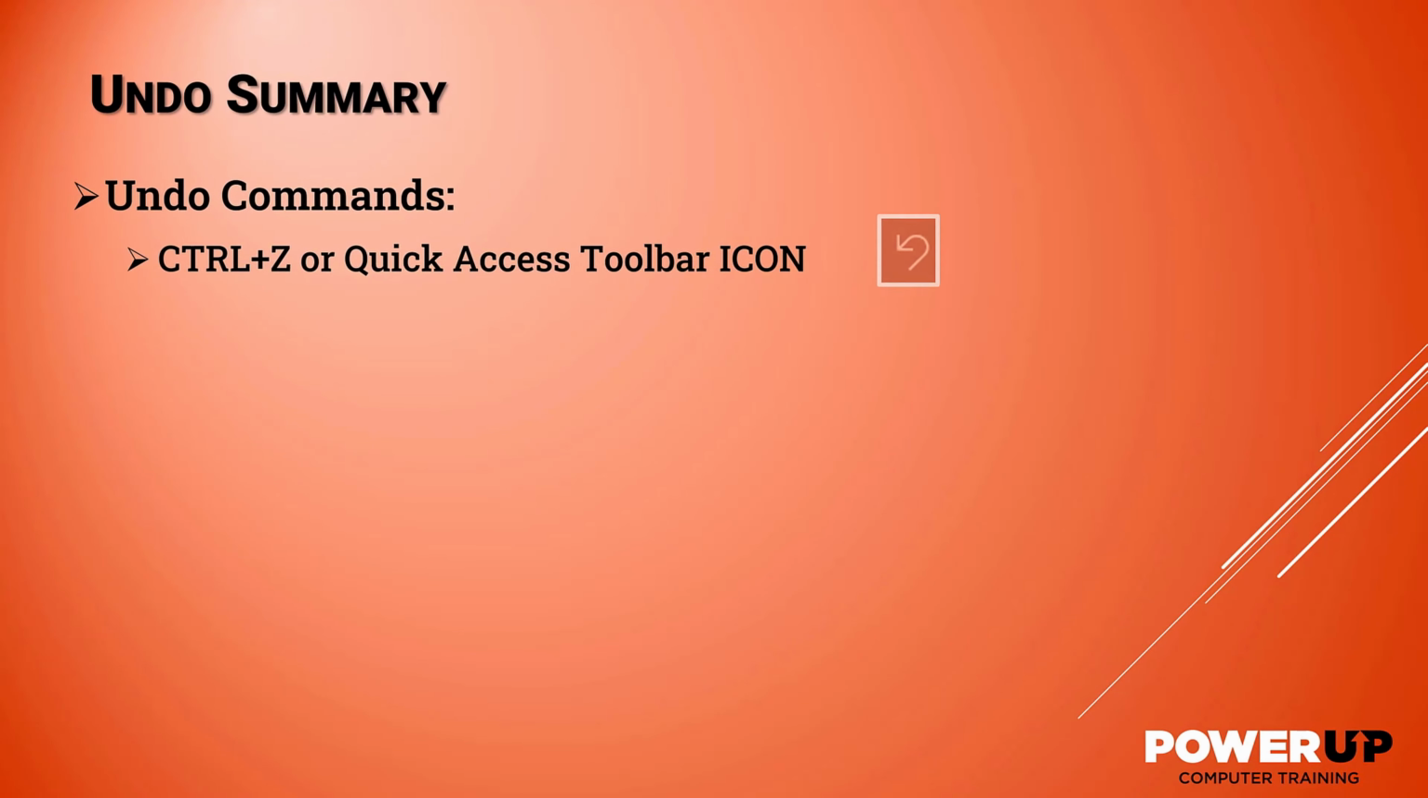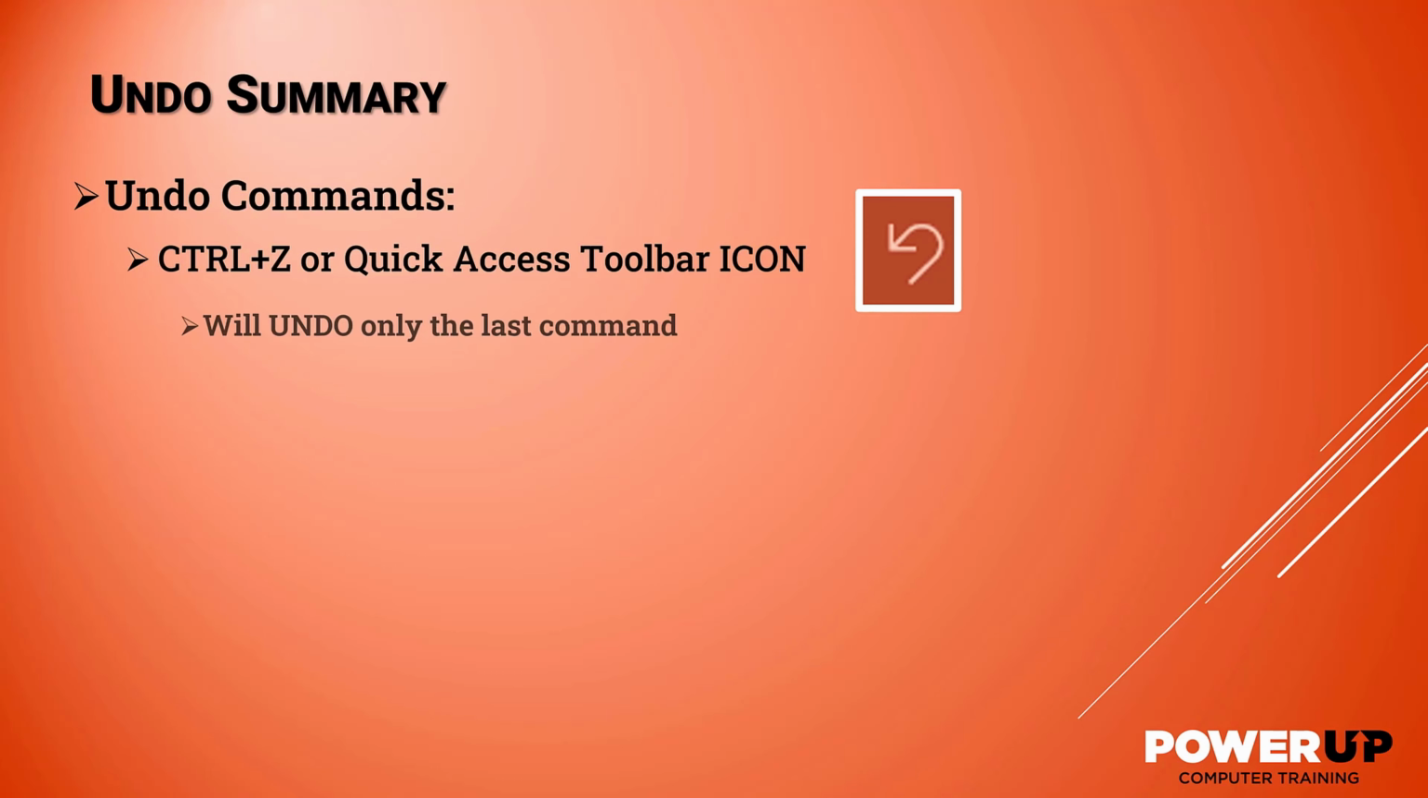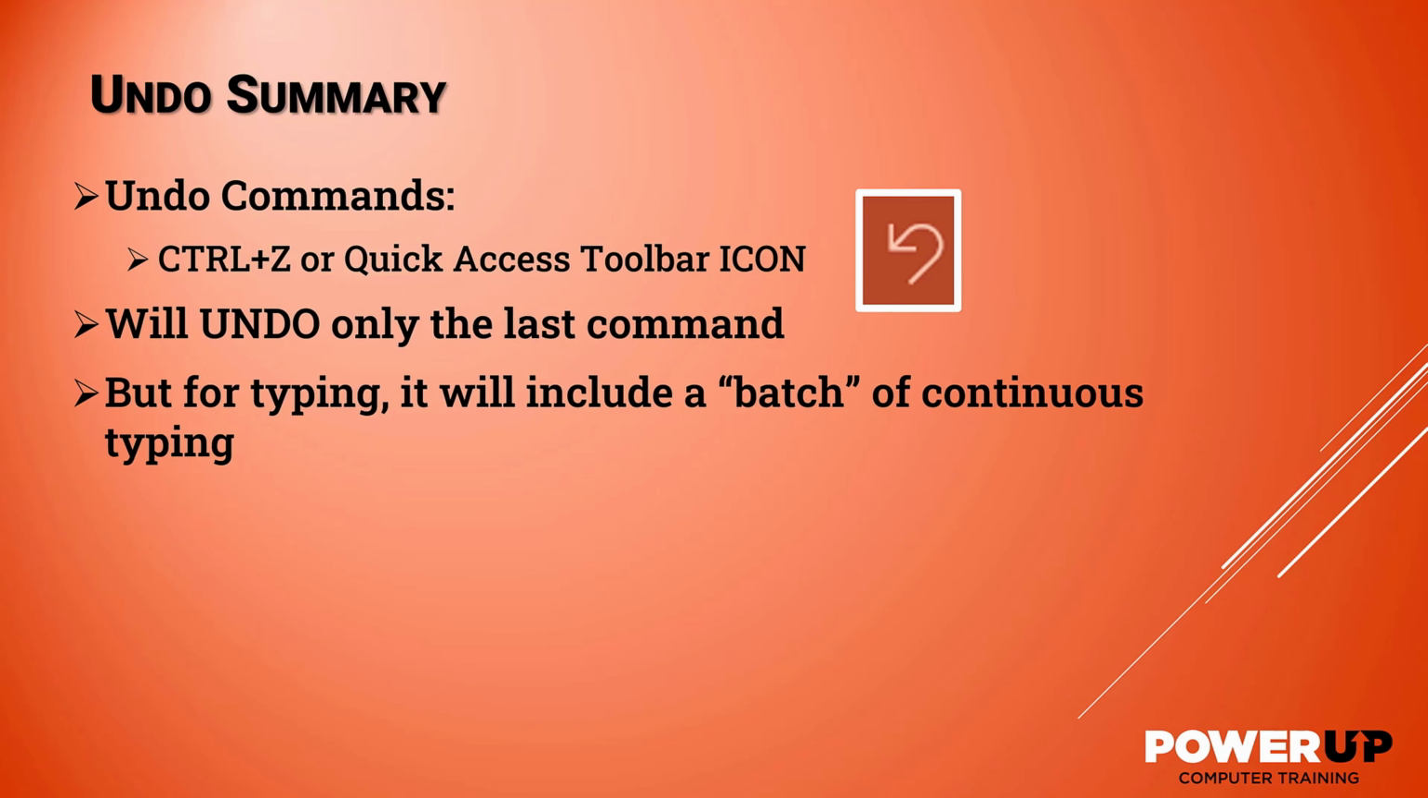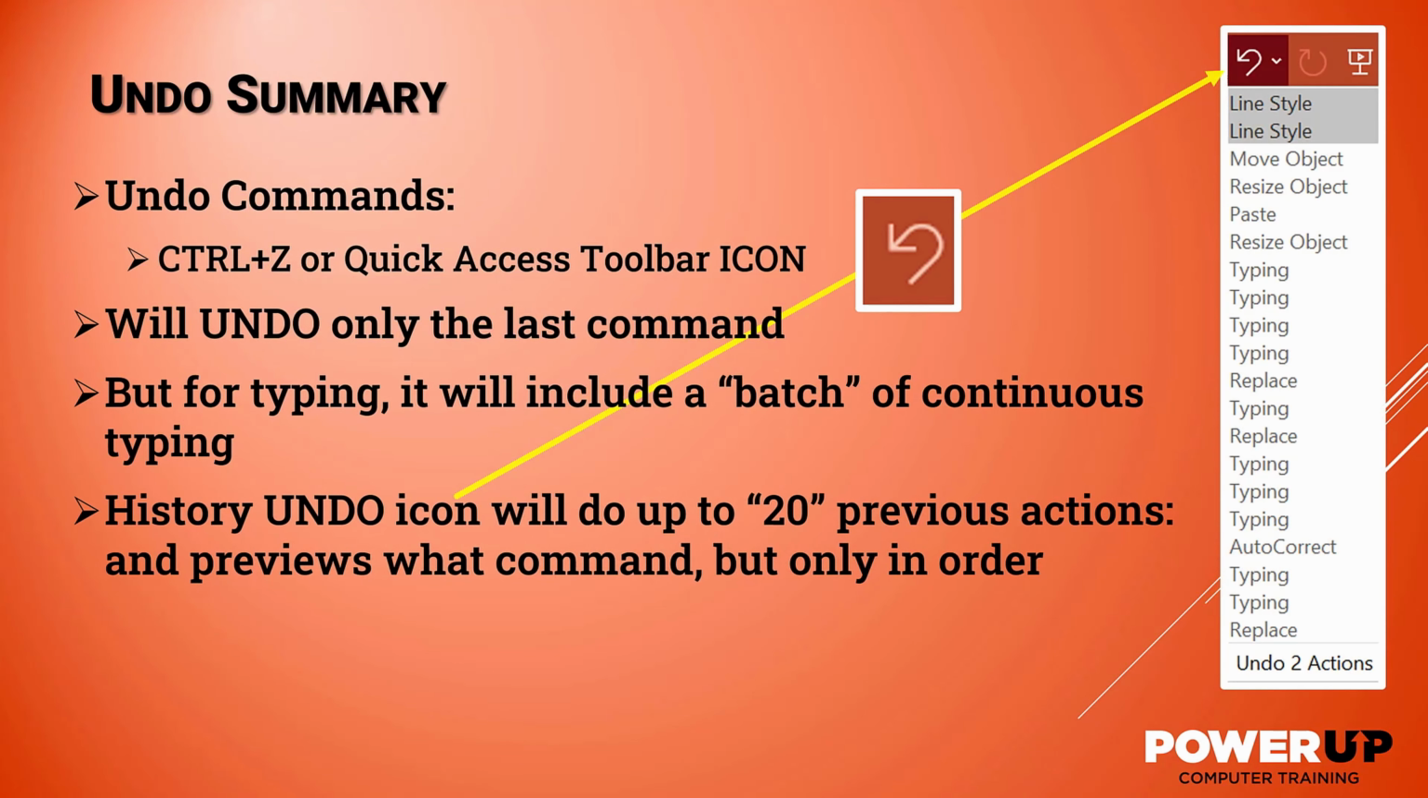So here's a summary. You can do undo with either the keyboard command of Control plus Z or the quick access icon. It will undo the last command. For typing, the group of last typing is a bit fuzzy. Basically, if you continuous type, the collection of typed text will be treated as a single action. You can also undo up to 20 previous actions to walk back in time by either repeating the undo command over and over, or you can use the mouse to show the history from the icon and drag down the list as far back as you want to go.